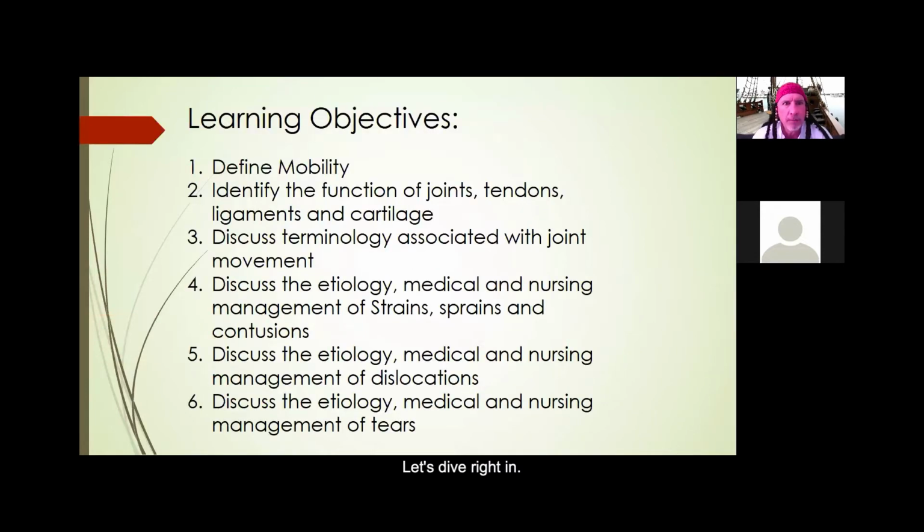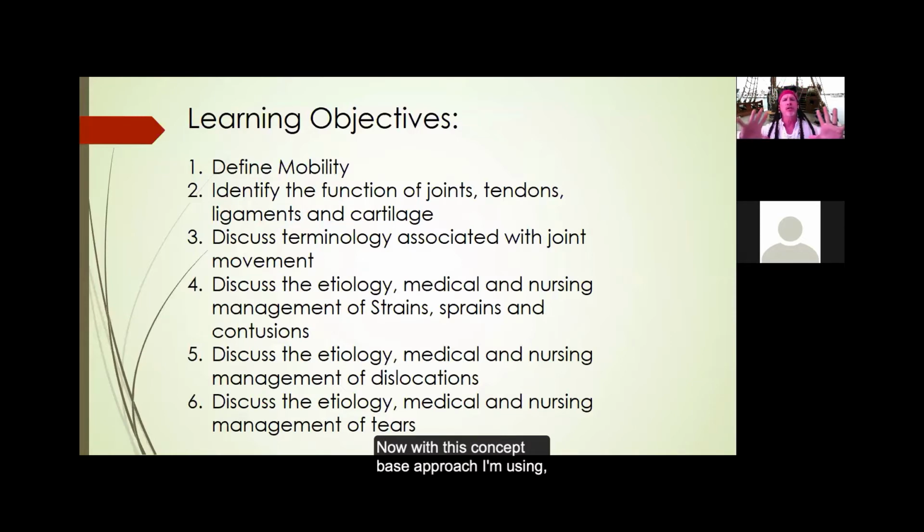Let's dive right in. Learning objectives. We will go over the definition of mobility again, just as a refresher. But we're going to look at some other functions of the skeletal system, the joints, tendons, ligaments, cartilages, what they do, how they do it. And then we'll look at a couple pathophysiologies.